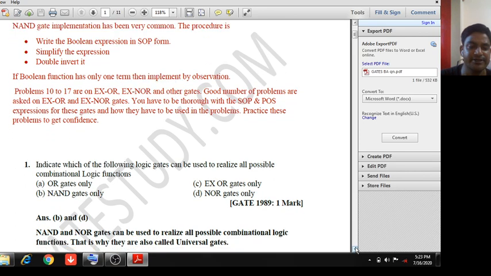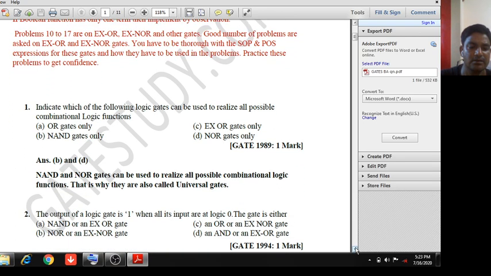Come to the next question. This is a 1994, 1 mark question. These questions can be from digital electronics, or electronics and communication, or computer science and engineering, or electrical engineering, because it is a common subject in all these streams. Next, the output of a logic gate is 1 when all the inputs are logic 0. Output is 1 when all inputs are 0.